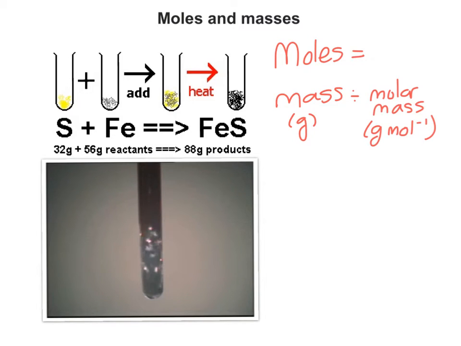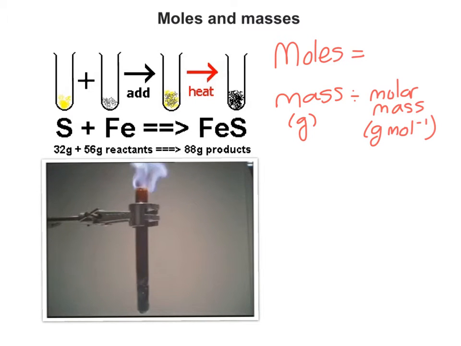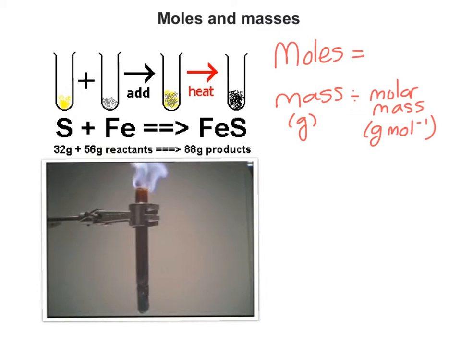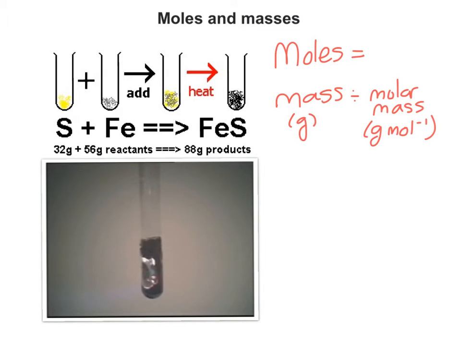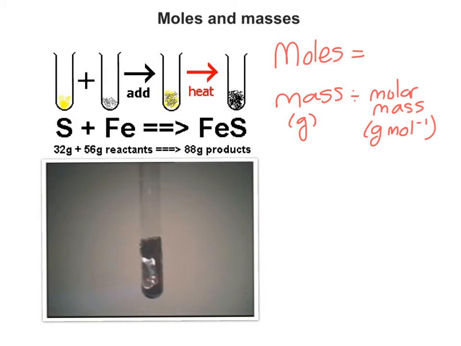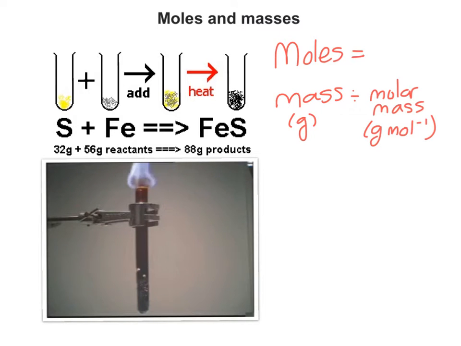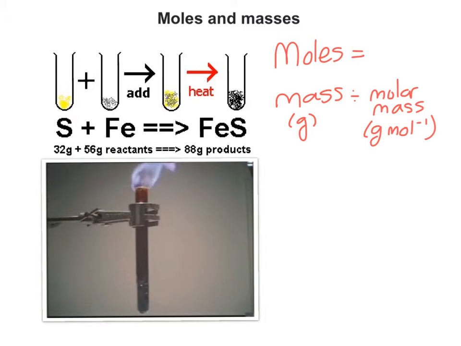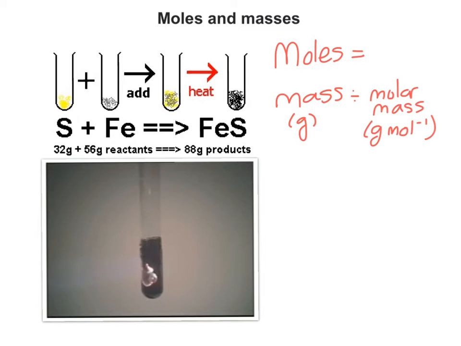So let's have a look at an example using moles and masses. Now remember that moles equals mass divided by molar mass, like we said in the previous screen. I've got hold of a little animated video clip of the reaction that's up in the top left-hand corner, iron and sulfur reacting under the influence of heat in a test tube. You may well have seen this demonstrated or done it yourself prior to coming to college. So you can see that you've got 32 grams and 56 grams of reactants.